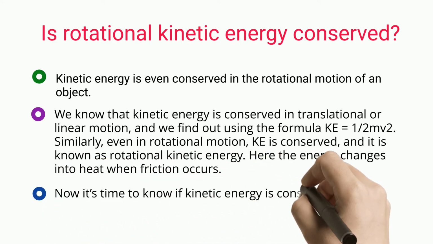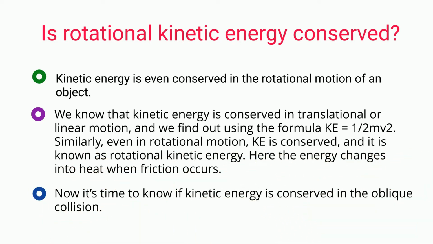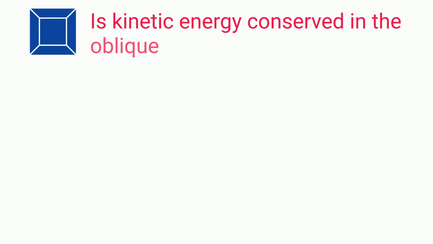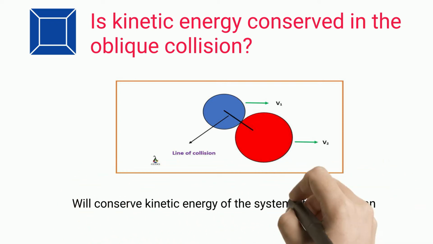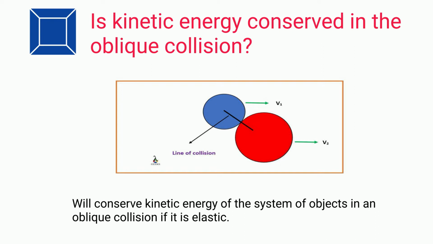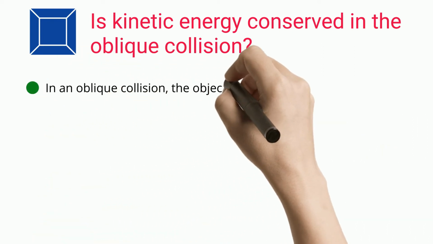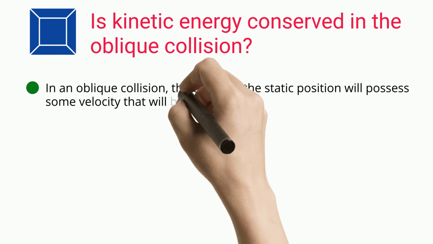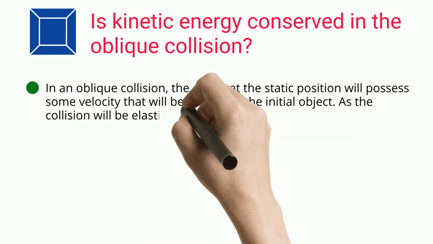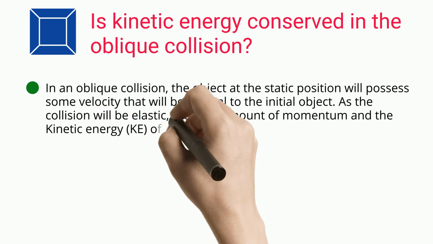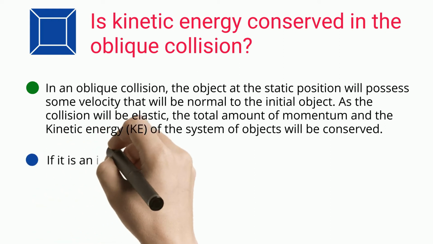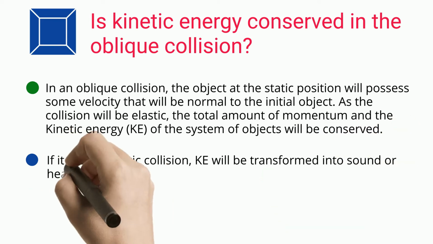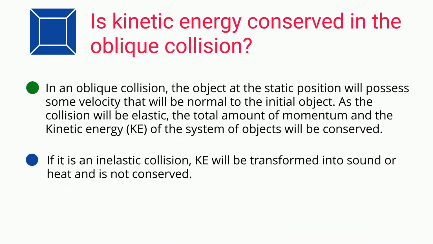Now it's time to know if kinetic energy is conserved in the oblique collision. Is kinetic energy conserved in the oblique collision? We'll conserve kinetic energy of the system of objects in an oblique collision if it is elastic. In an oblique collision, the object at the static position will possess some velocity that will be normal to the initial object. As the collision will be elastic, the total amount of momentum and the kinetic energy, KE, of the system of objects will be conserved. If it is an inelastic collision, KE will be transformed into sound or heat and is not conserved.